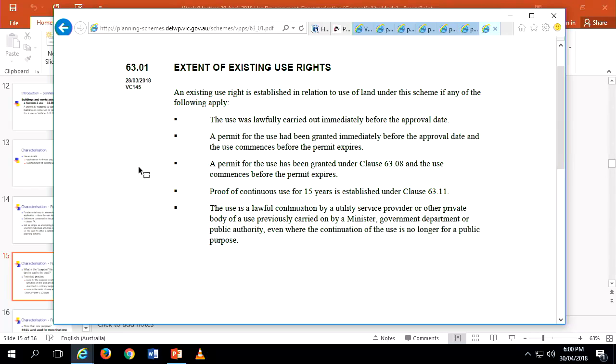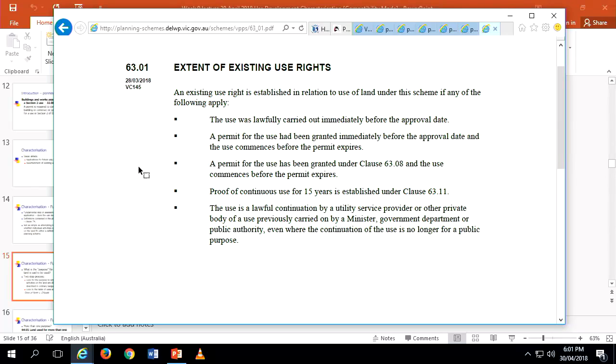If the following apply. So, the use was lawfully carried out immediately before the approval date. Here, approval date refers to the approval date of the planning scheme and or the detail to which it applies in this instance, like changes to zones, overlays, etc. The permit for the use had been granted immediately before the approval date and the use commences before the permit expires. As in, they got a permit, they started it, and it becomes an existing use.